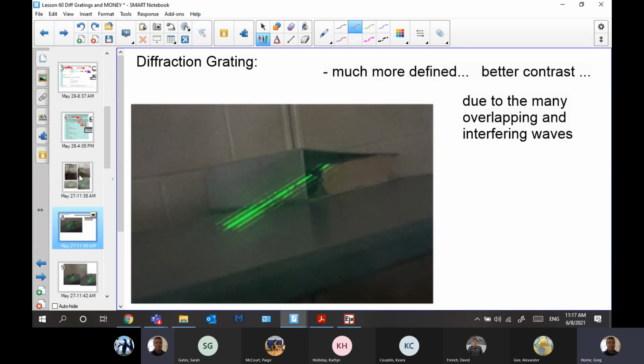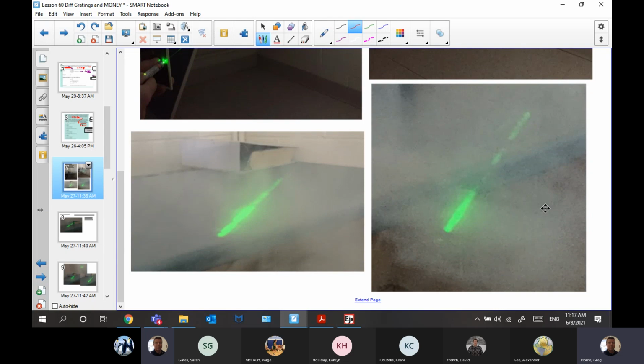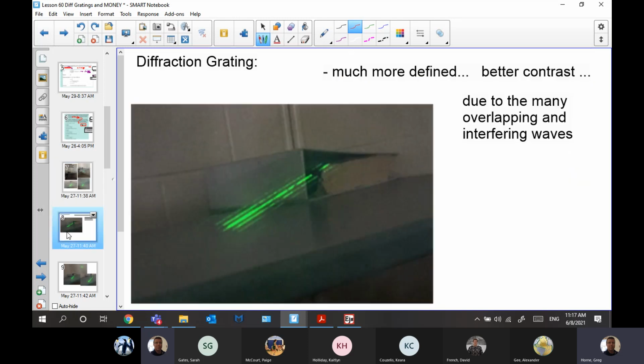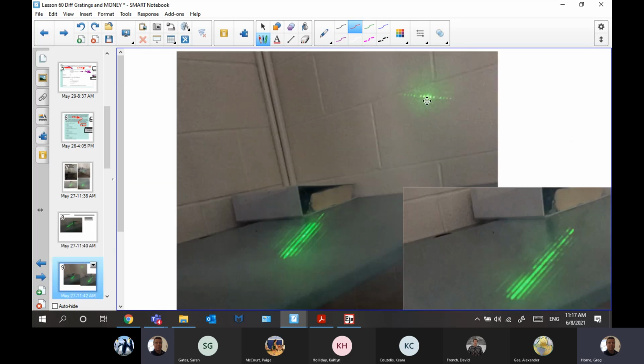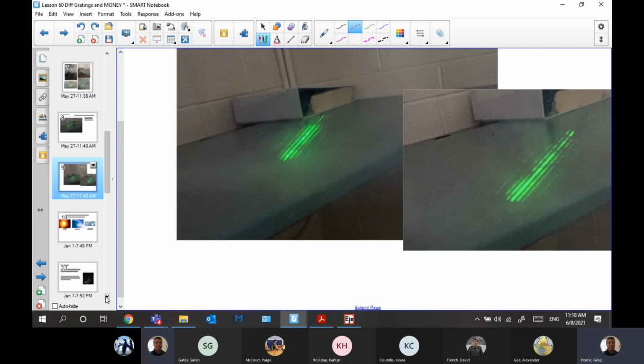But the diffraction grating, I was super happy to get these pictures to be as good as they are. Honestly, I was like, wow, that'll work once I got the pictures. This is the kind of thing you get with diffraction gratings. Much more defined, much easier to show, much brighter patterns, and then of course, easier to measure. So you get much better contrast and brightness with diffraction gratings, and that's why they exist. That's why we talk about them.